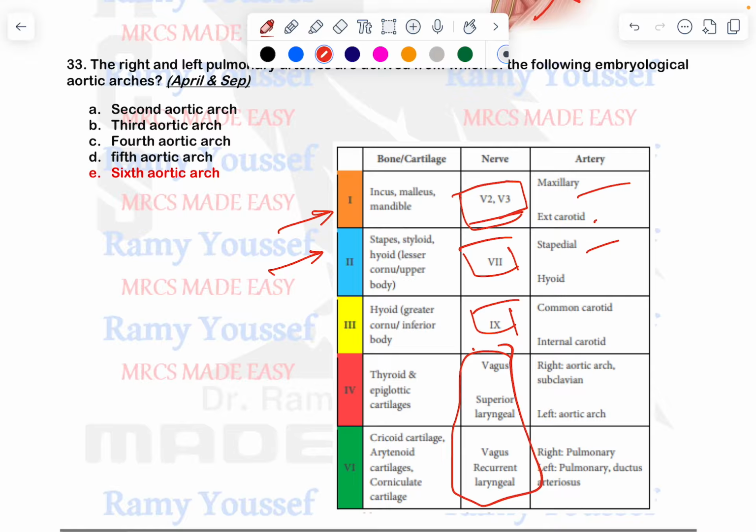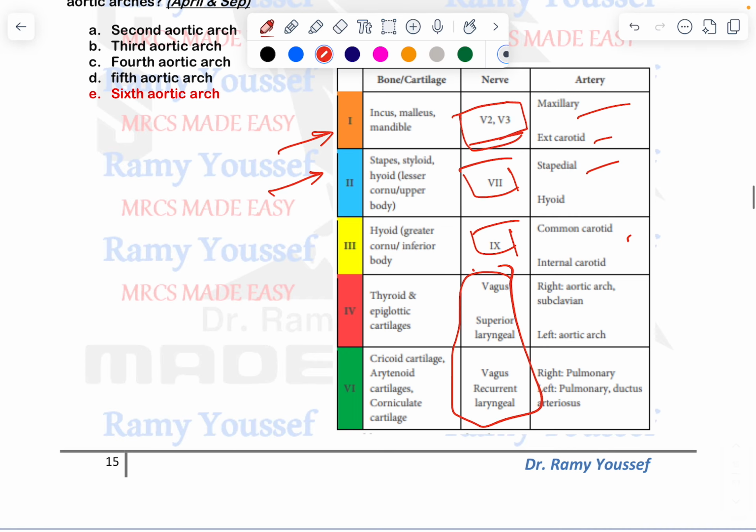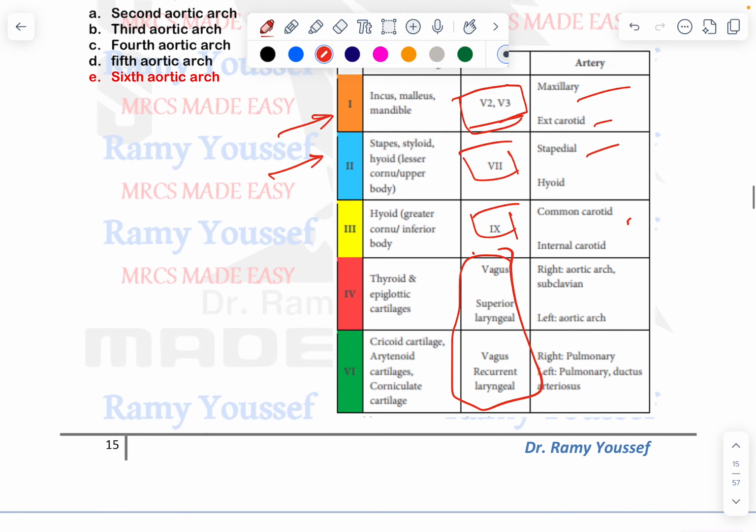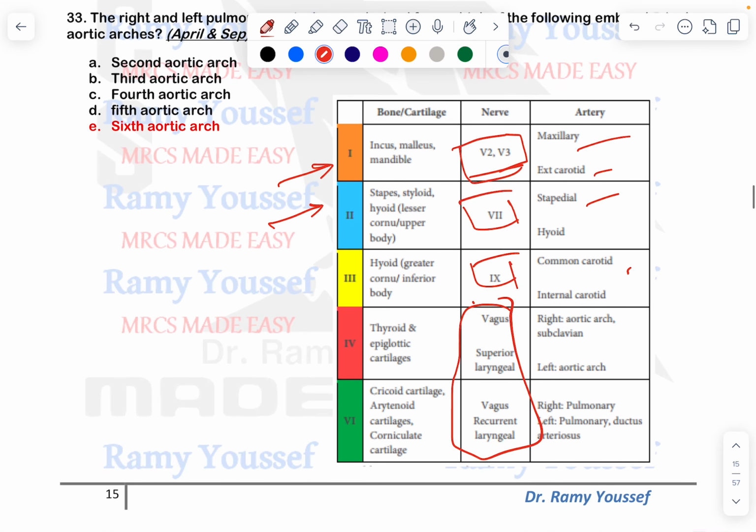Bone is stapedial. Common carotid here, subclavian, arch, stapedial artery. This is the right and left arch, the sixth pharyngeal arch. Right pulmonary, left pulmonary, ductus arteriosus. Even the ductus arteriosus is also from the sixth arch. Aortic arch, right aortic arch, subclavian artery.